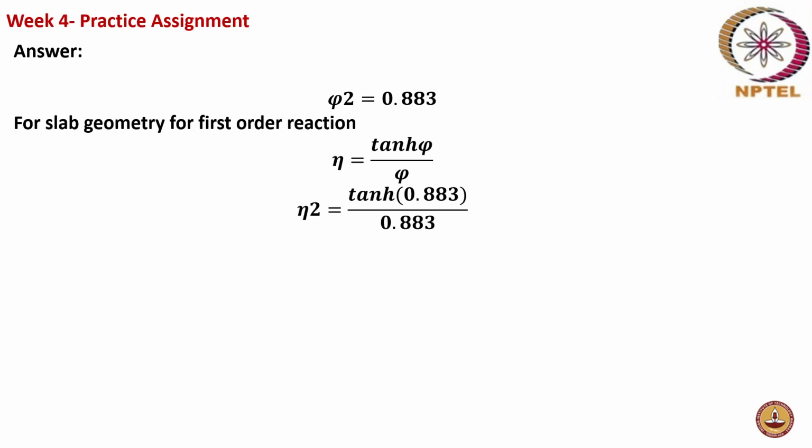So we also have the value of phi 2, which is nothing but 0.883. Incorporating that, what you will end up with is eta 2 equal to tan hyperbolic of 0.883 divided by 0.883. So your eta 2 is equal to 0.8017.